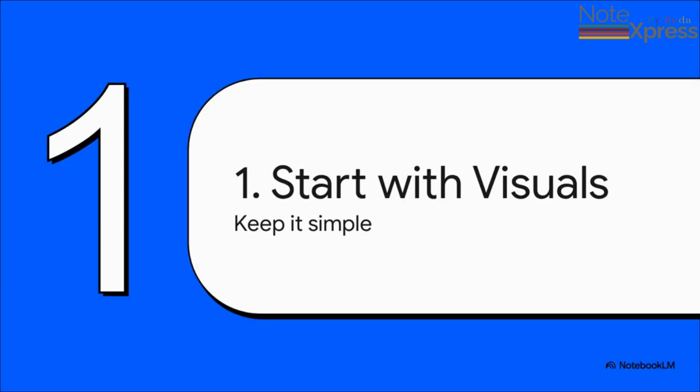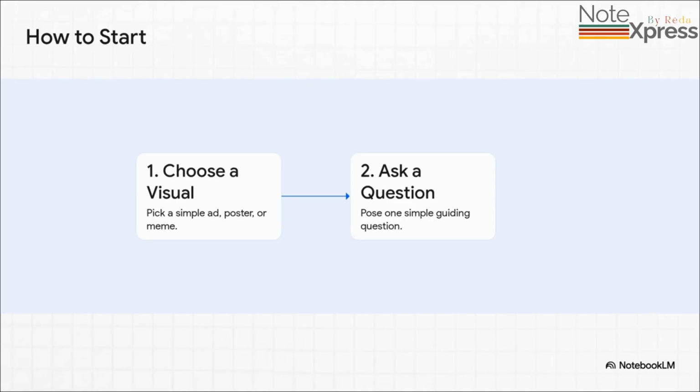Okay, strategy number 1, start simple with visuals. So often we think authentic has to mean complicated, but really the best place to begin is with something simple and visual. The whole process is actually super simple. First, just pick a cool visual, maybe an ad from a French magazine, a concert poster, or a meme that's going around. Then, just ask one single guiding question to get the ball rolling. Something like, what do you see? Or, what do you think they're selling here?